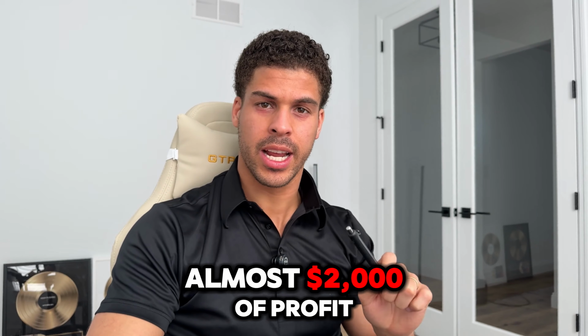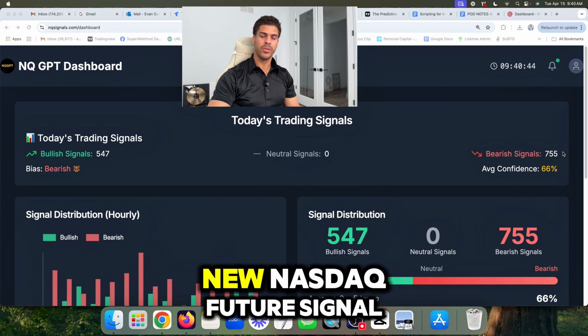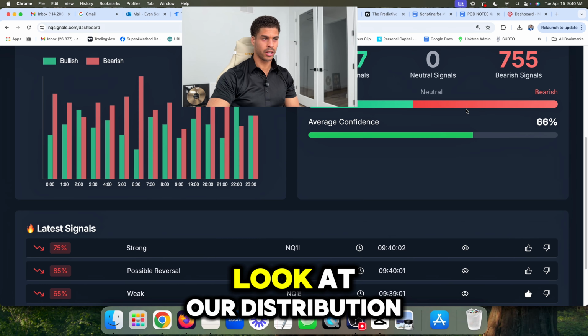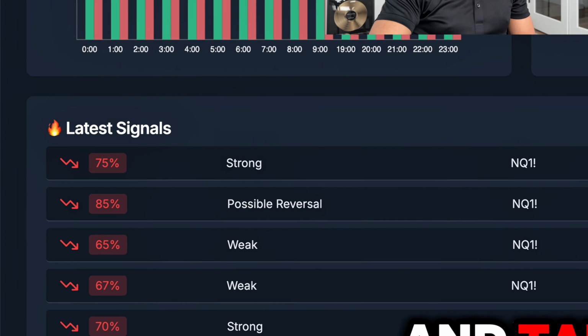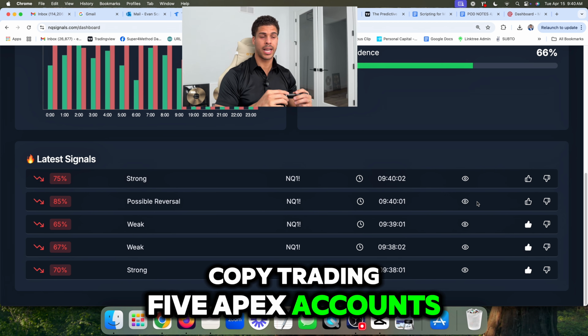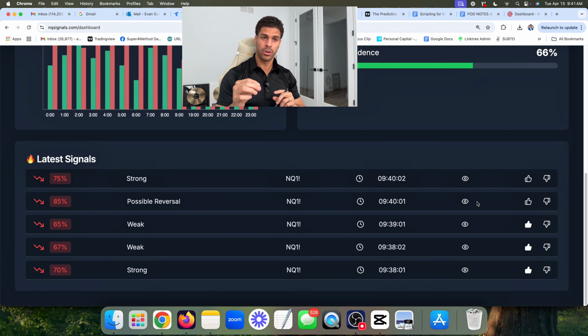Almost $2,000 of profit copy trading 5 Apex accounts. And we did it using nqsignals.com, where we get a new NASDAQ future signal every 60 seconds. We're able to take these signals, look at our distribution, and then go ahead and take strong trades. That's how we were able to go 4 for 4 today, copy trading 5 Apex accounts, and make just under $2,000, $19,400 in total net P&L.